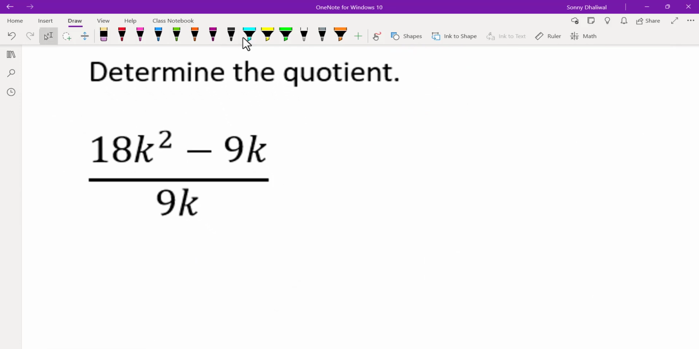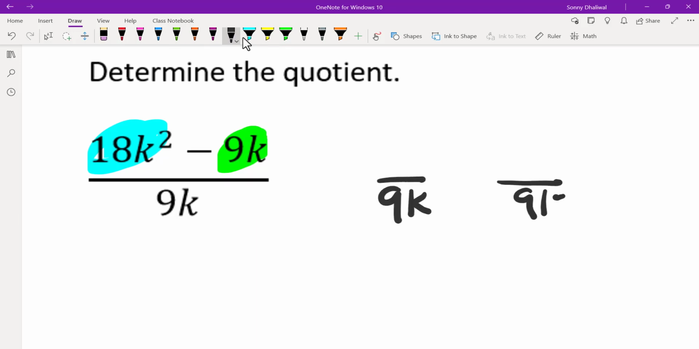Let's do another one over here. How many fractions am I going to set up? 2. Because on the top we have 2 terms, a term here and a term here. So I'm going to set up 2 fractions. One fraction here, one fraction here. The denominator does not change. All right, you take the sign from the middle. That's the sign we put here. Okay. First fraction, 18k squared. Second fraction, 9k. All right. So now we calculate.